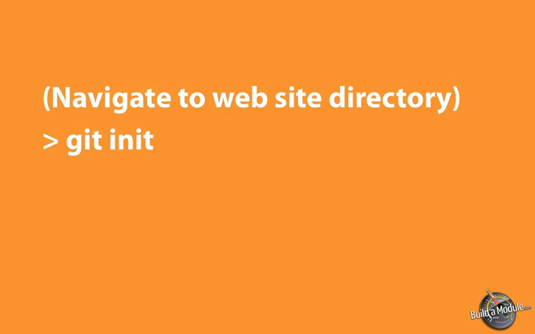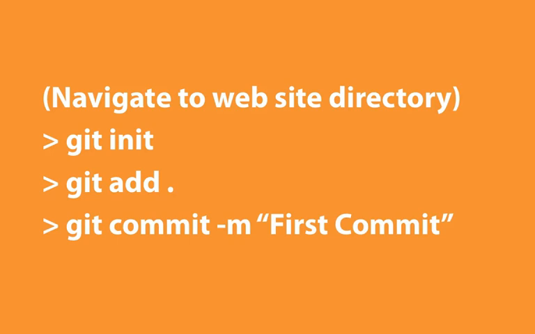But it doesn't add everything to it automatically, so we had to use a command called git add, and then we used a dot to indicate all of the files that were in the directory. Finally, we committed our changes by using git commit, and then we passed a message parameter with -m, and we passed it the message "first commit."